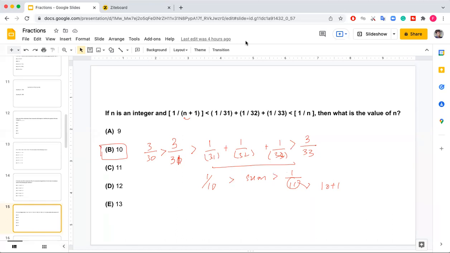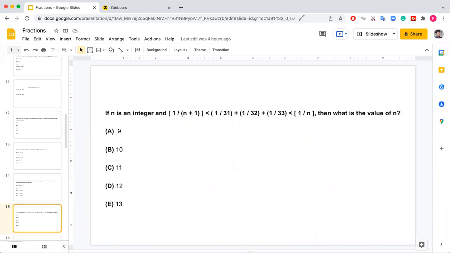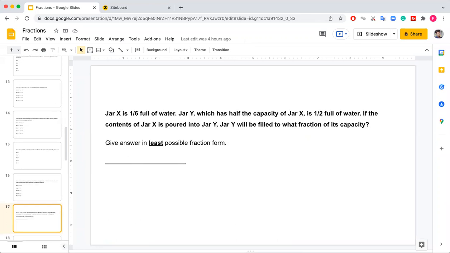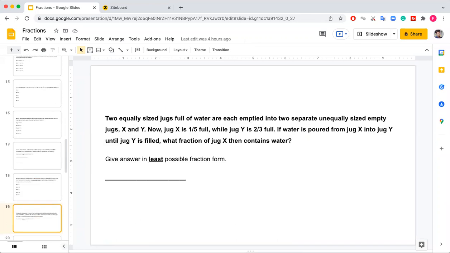So is there any confusion for anyone? No, it's clear. Okay. Okay, solve this question.